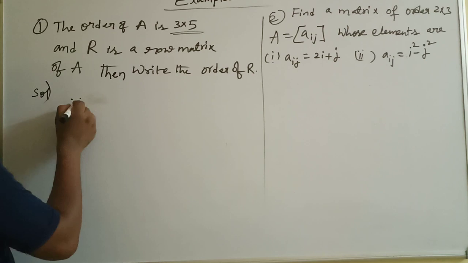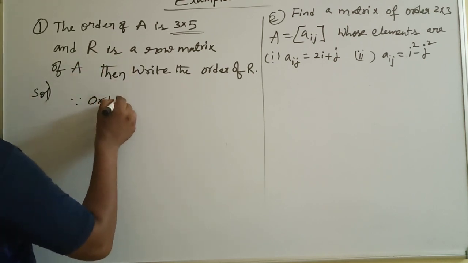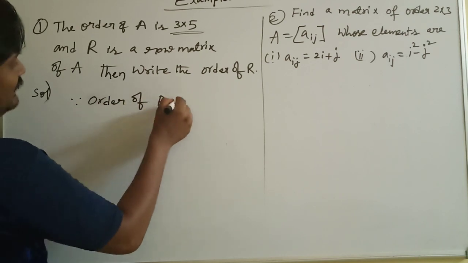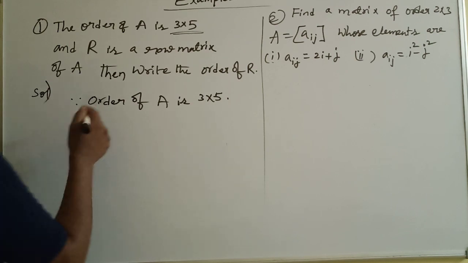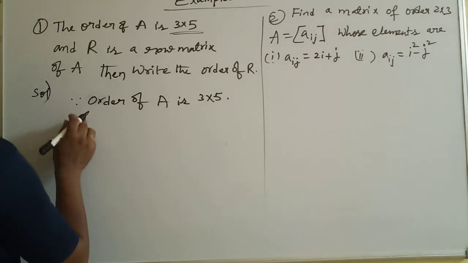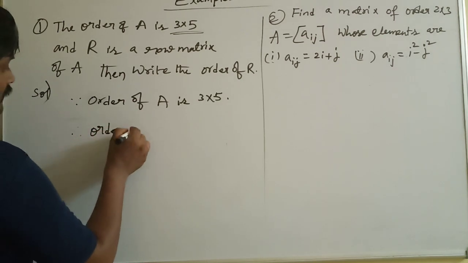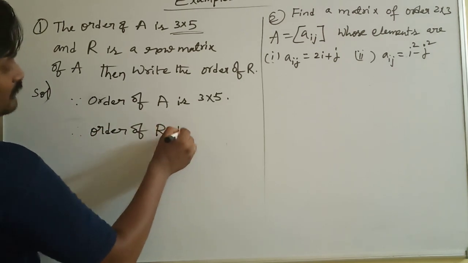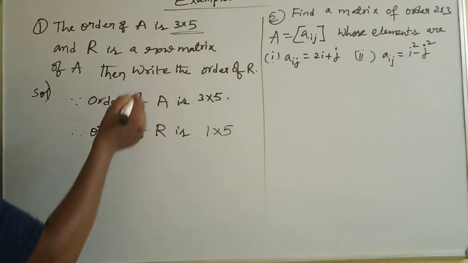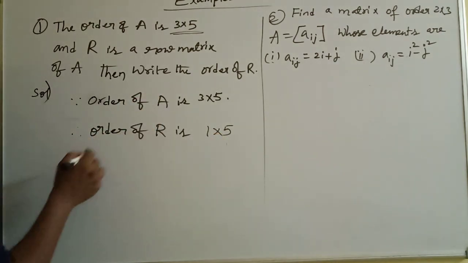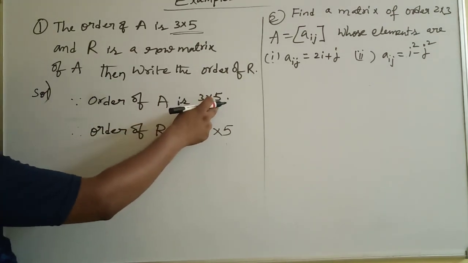Before writing that, first, what were they given? Since the order of A is 3 by 5, this is the given. Therefore, I can write that the order of R, that row matrix, is 1 by 5. How? I'll write here so that you can understand. Here there are 3 rows and each row has 5 columns.